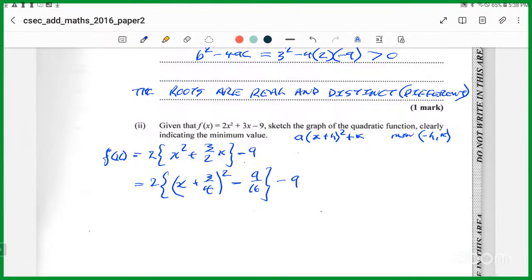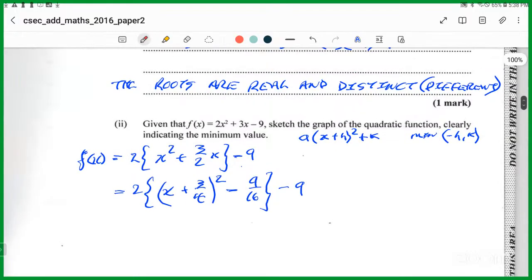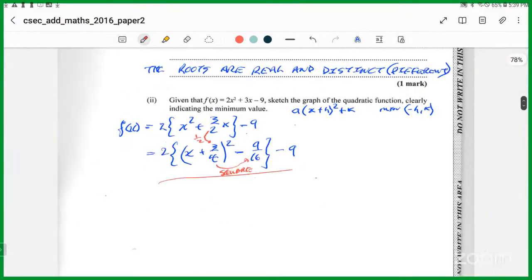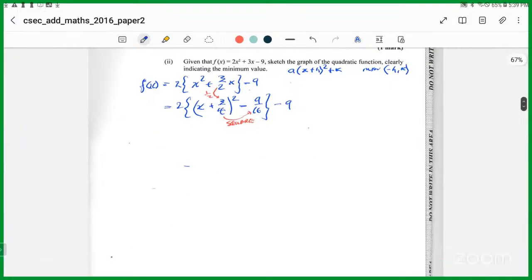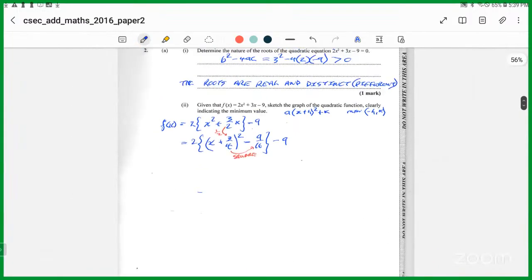So what did we do? We took half of this, and then we subtracted the square of that. That's the process in a nutshell. I just need to expand this back out now. I must give us some space to work.